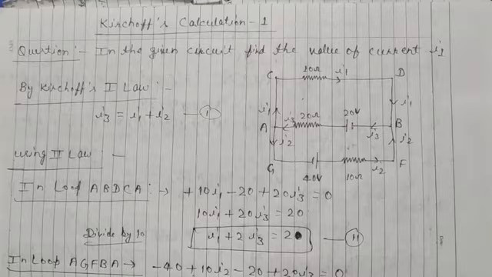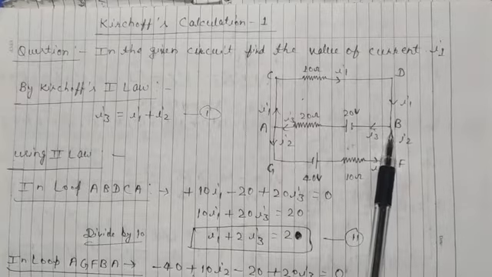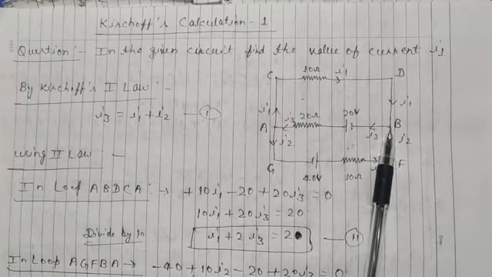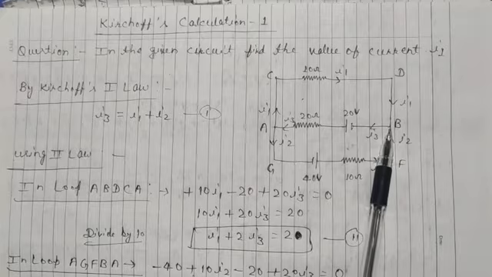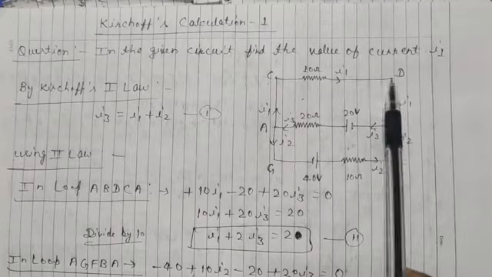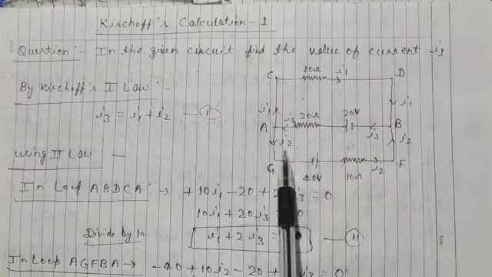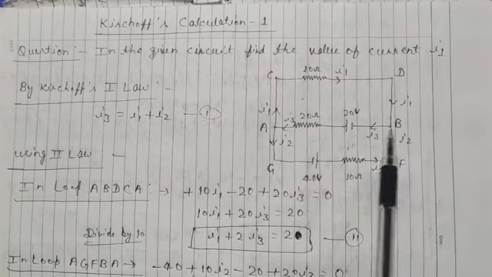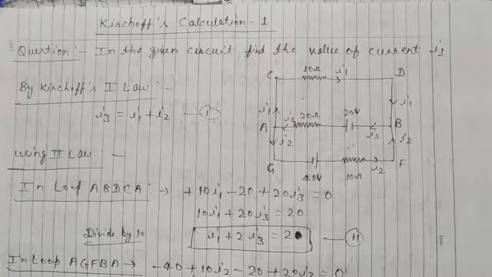In this question, how many junctions are there? Answer: 2. Junction A and junction B. How many branches are there? 1 branch, 2 branch and 3 branch. 3 branches are there.